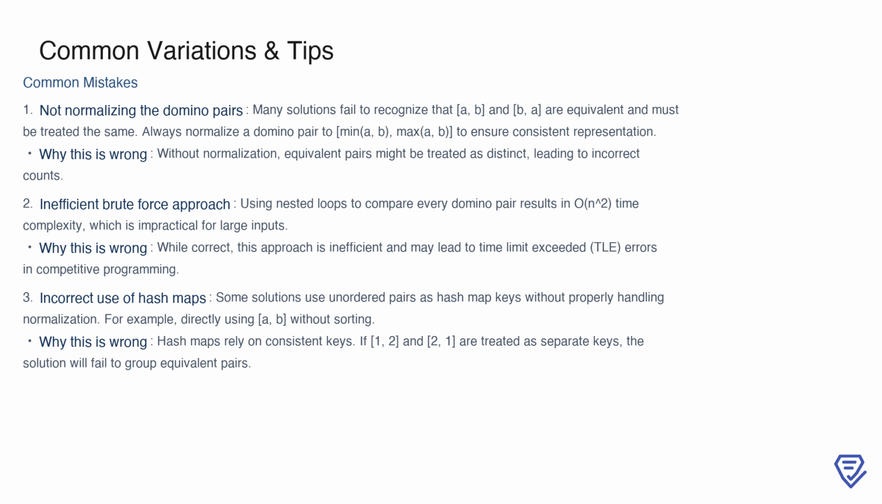Finally, improper usage of hash maps is another pitfall. If you use A, B directly as keys without normalizing, equivalent pairs like 1, 2, and 2, 1 could be treated as separate entries, making your solution fail to group them correctly. Hash maps require consistent keys to work effectively.